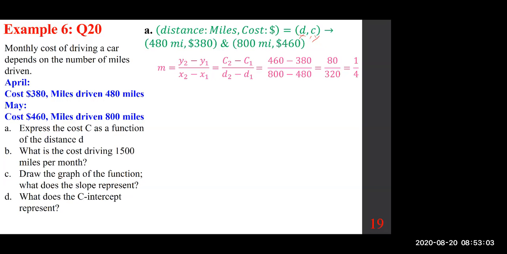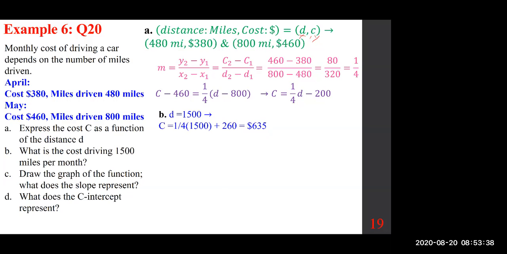Now, none of these pairs are the y-intercept, or in this case, the cost intercept. So you have to go with the point slope. Everybody remembers the formula for the point slope. y minus y1 equals m times x minus x sub 1. So C minus C sub 1 is 1/4 times D minus D sub 1. You go through the process and you have your cost function, okay? Now, what is the cost when we do 1,500 miles? Okay, we replace that with 1,500 and we come up with the cost, if we drive it for 1,500 miles.